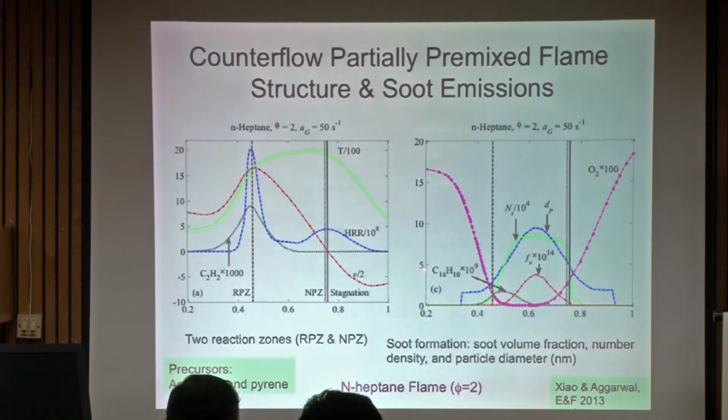So before soot, this is the pyrene. Pyrene is formed in the rich premixed zone. And after the pyrene is formed, nucleation occurs. Then we have three properties of the soot. These are the particle number density, the number of soot particles per unit volume. In this model, we also have the particle size.